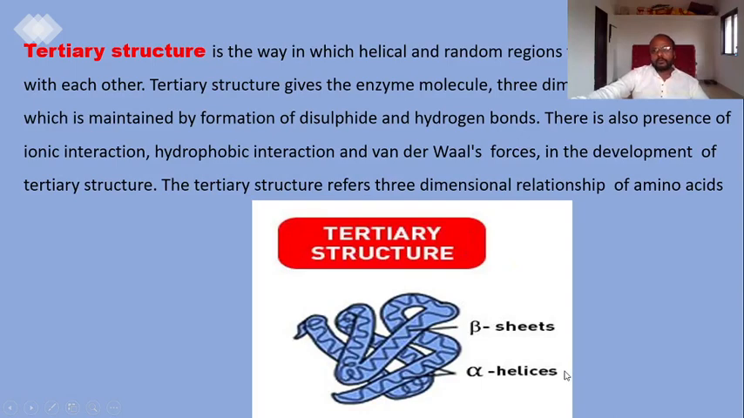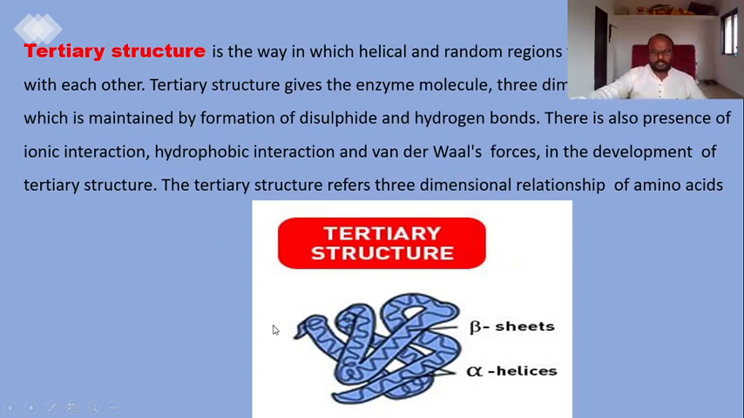This is the tertiary structure, the way in which the helical and random regions fold with respect to each other. The tertiary structure gives the enzyme molecule its three-dimensional structure. So this tertiary structure is more complex than the secondary structure, a three-dimensional structure maintained by the formation of disulfide and hydrogen bonds. In the tertiary structure, there are disulfide and hydrogen bonds.